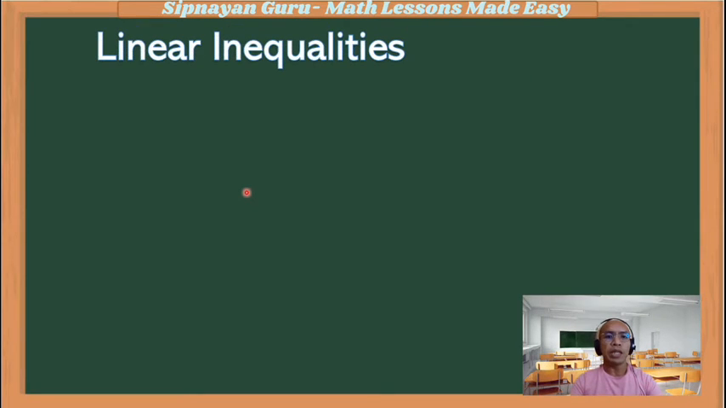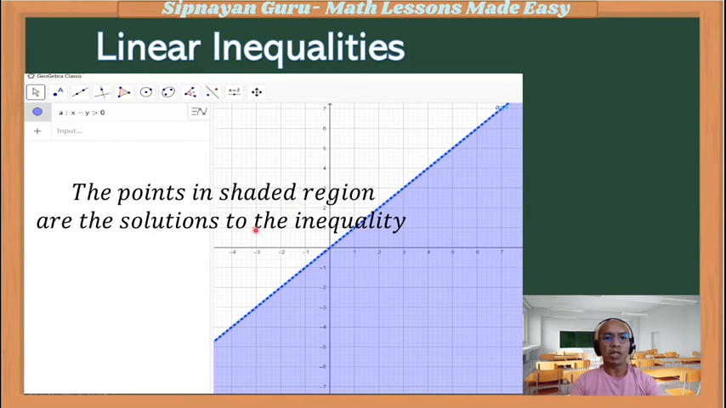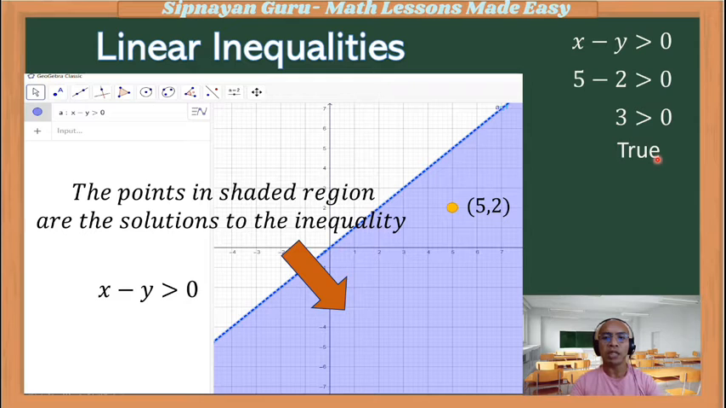Linear inequalities. Suppose we have the inequality x minus y is greater than 0. The points in the shaded region are the solutions to this inequality: x minus y is greater than 0. Suppose we pick a point in this region, say (5, 2). Let's check whether these coordinates satisfy the given inequality. x is 5, minus 2, so that would be 3, which is greater than 0. So indeed that is true.